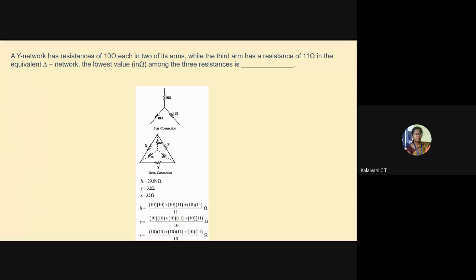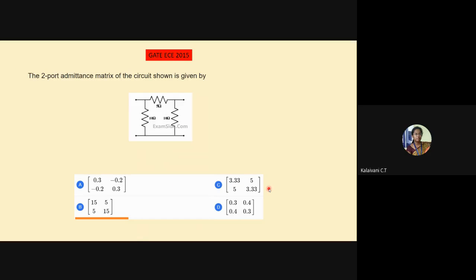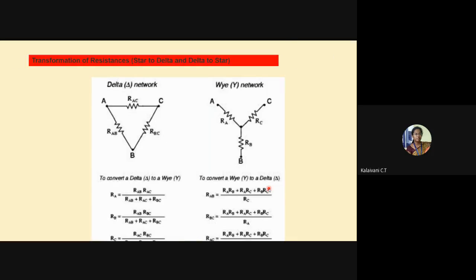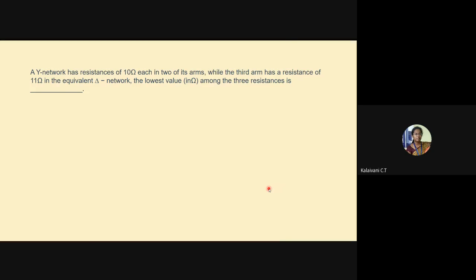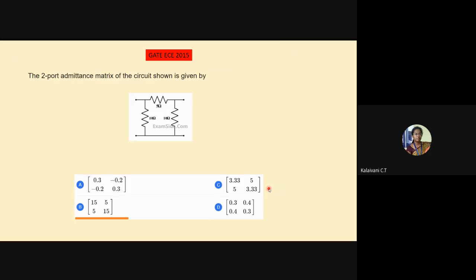Similarly, if you apply the formula, you will get 29.09, 32, 32. So the lowest, 29.09, will be the answer. To fill up the blank, you have to write the answer as 29.